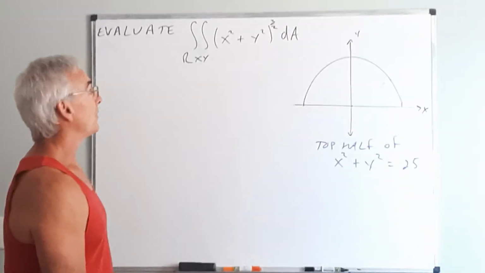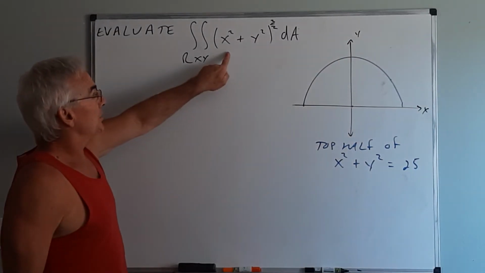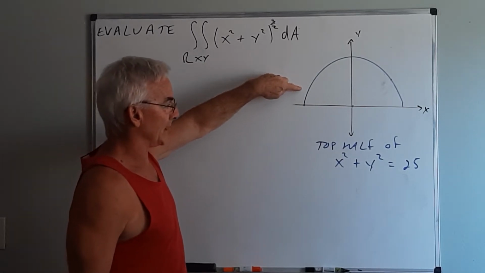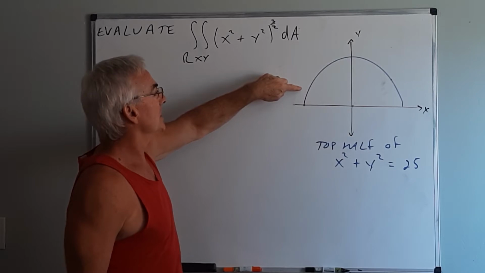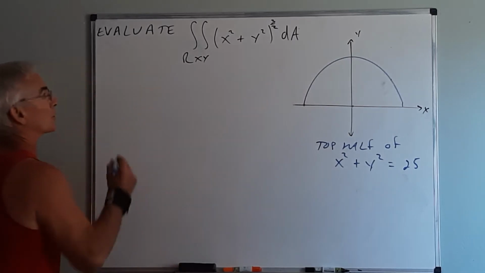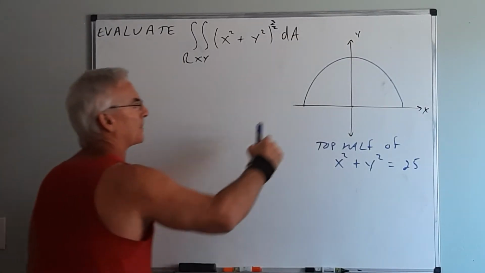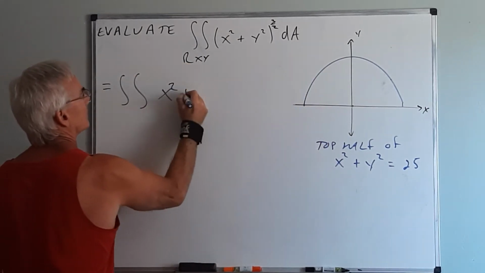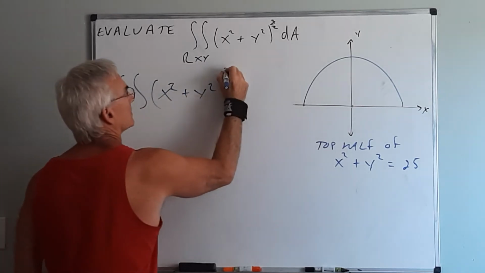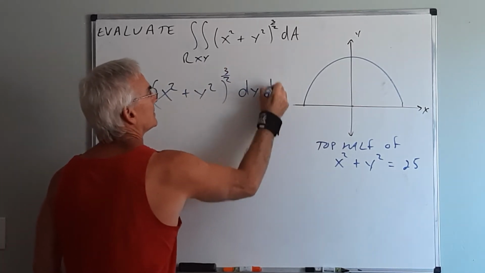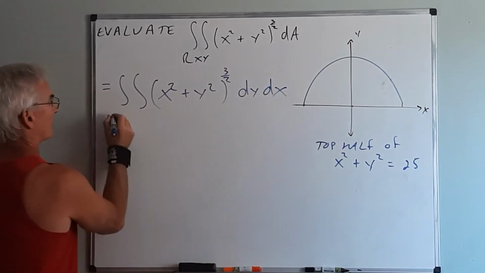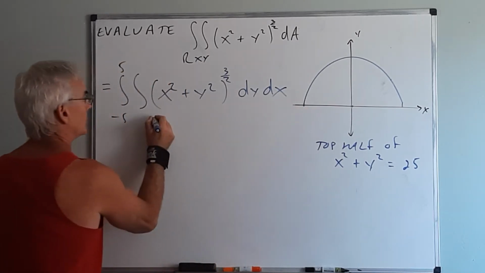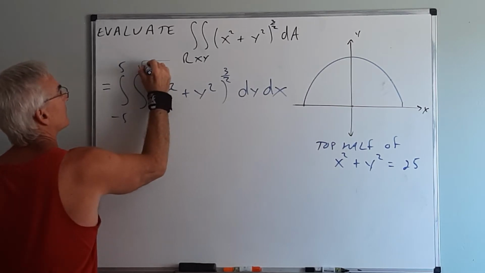We would like to evaluate the following double integral: x squared plus y squared to the 3/2, where our region is the top half of the circle of radius 5 centered at the origin. If we were going to put this in rectangular coordinates, we would probably opt for vertical rectangles here, and then the integration would be dy dx. So our x limits would go from -5 to 5. Our y limits would go from y equals 0 to y equal the top part of the semicircle.